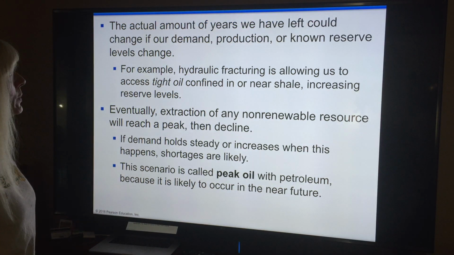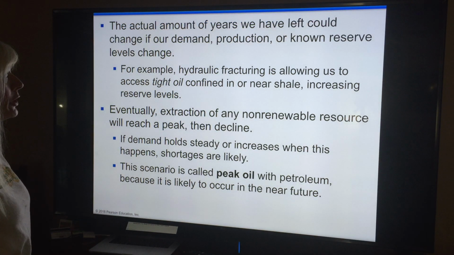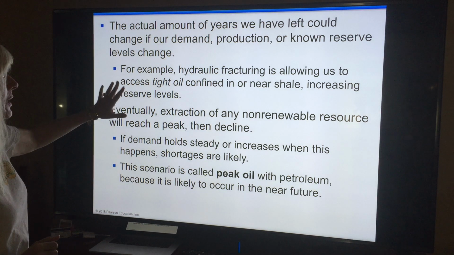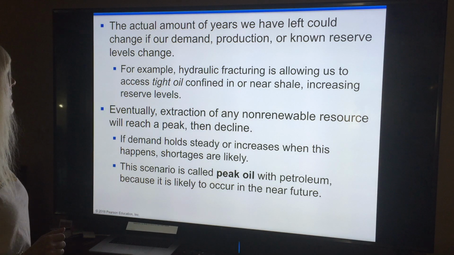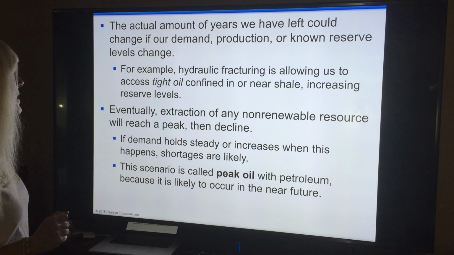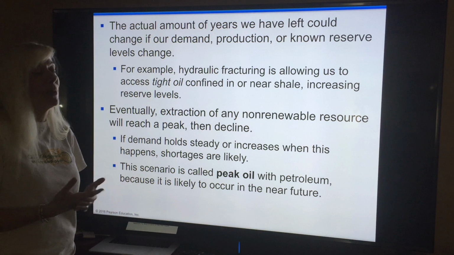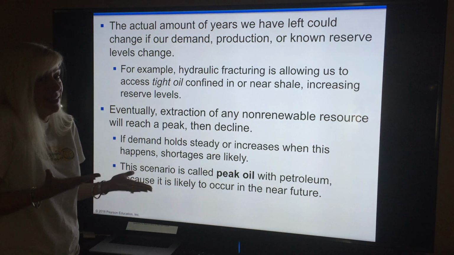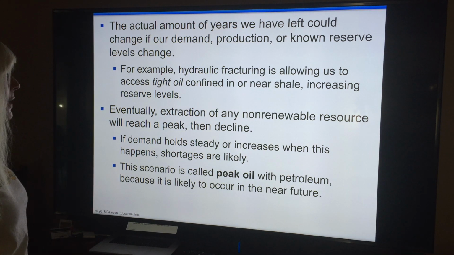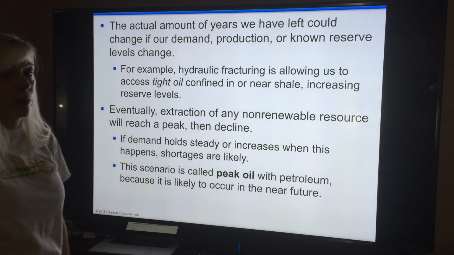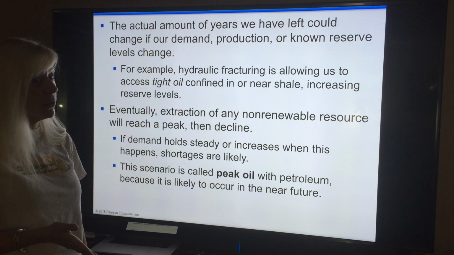So the actual amount of years we have left could change if our demand, production, or known reserve changes. For example, hydraulic fracturing is allowing us to access tight oil confined in or near shale. So, okay, we have more energy, but those earthquakes really suck. Eventually, extraction of any non-renewable resource will reach a peak that declines. That's how we know we've reached a peak, when we start going down the other end.